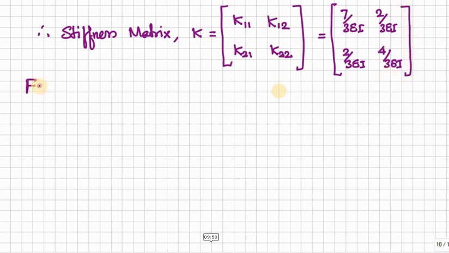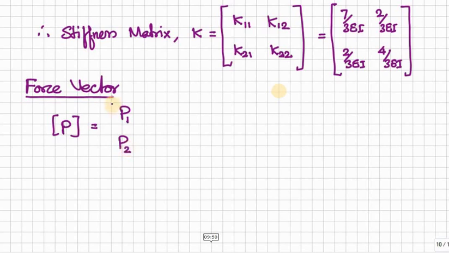Force vector. Force vector P is equal to PL minus PF. PL is nothing but the force or moment due to direct load, and PF is nothing but the moment or force due to fixed end moment. So here we have 2 degrees of freedom, therefore P1, P2. P1 is nothing but P1L minus P1F, and P2 is nothing but P2L minus P2F.